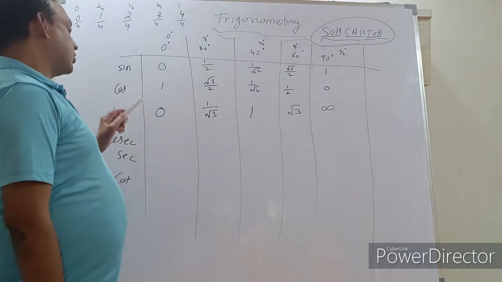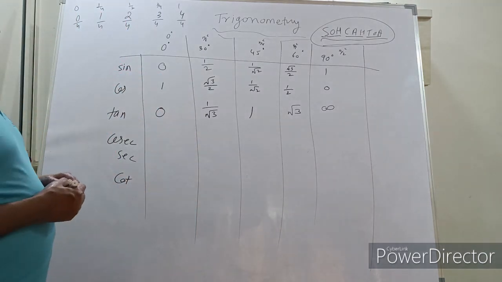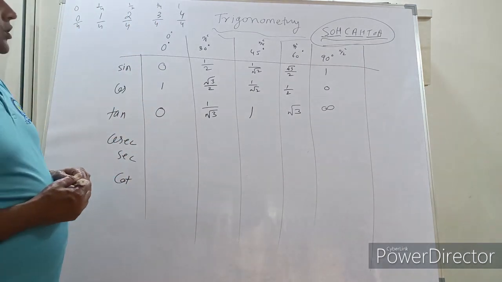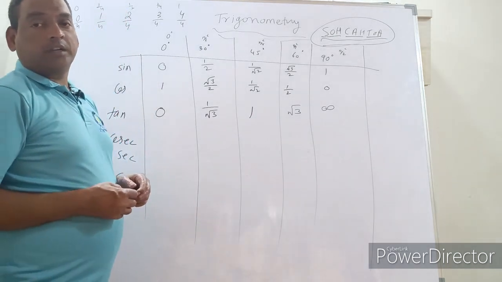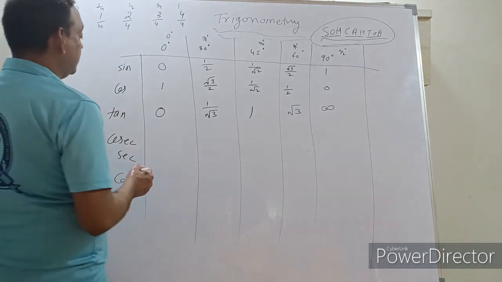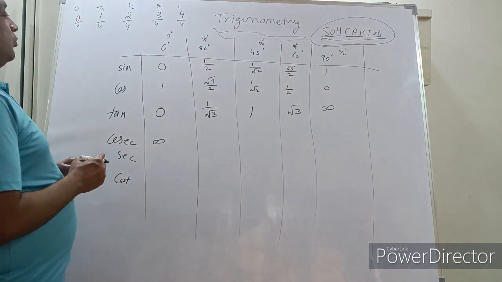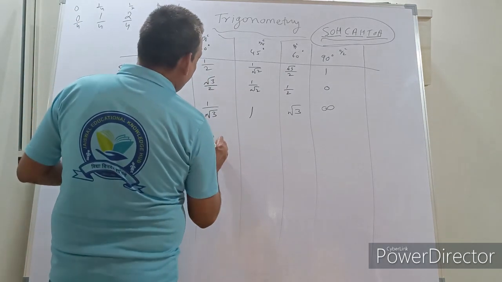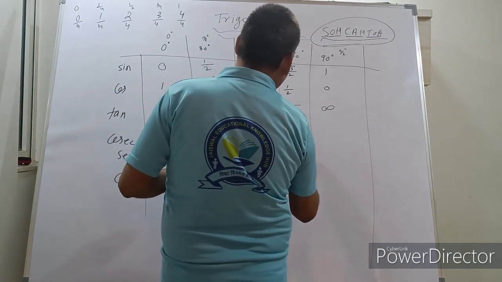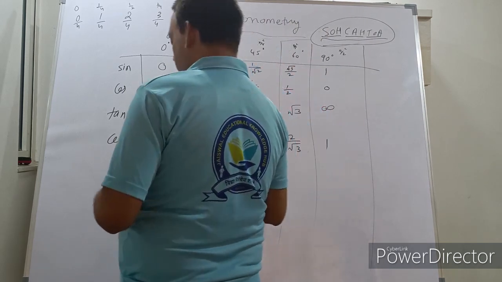What is the formula for cosec? Cosec is 1 upon sine. Reciprocal of sine. The reciprocal of 0: 0 is 0 upon 1, so 1 upon 0. 1 upon 0 is what? Anything divided by 0 is not defined. The reciprocal of 1 upon 2 is 2 upon 1. 1 upon root 2 becomes root 2 upon 1. Root 3 upon 2 becomes 2 upon root 3. And 1 becomes 1 upon 1, which is the same as 1.